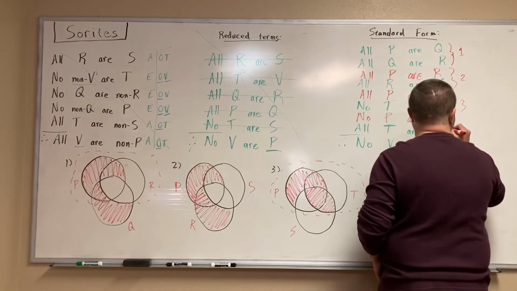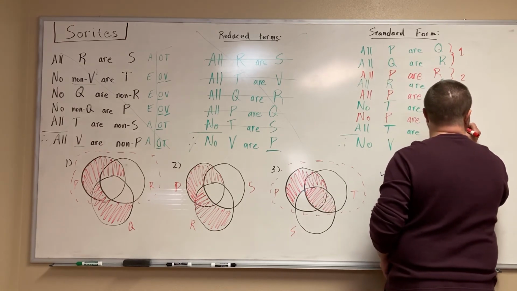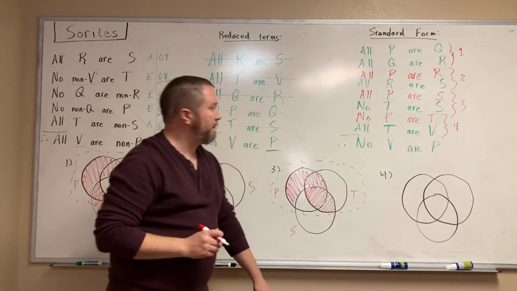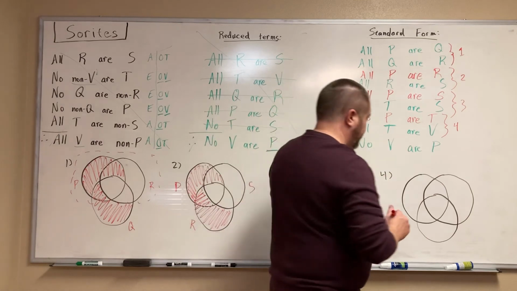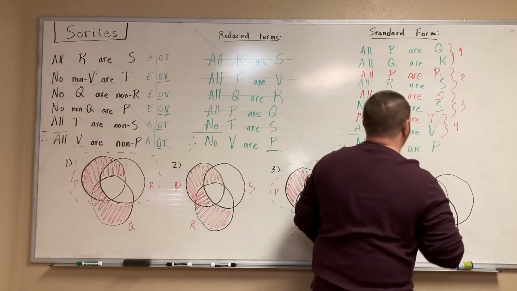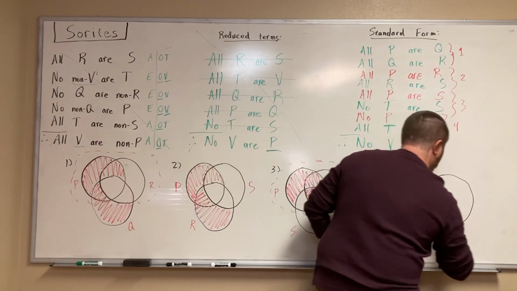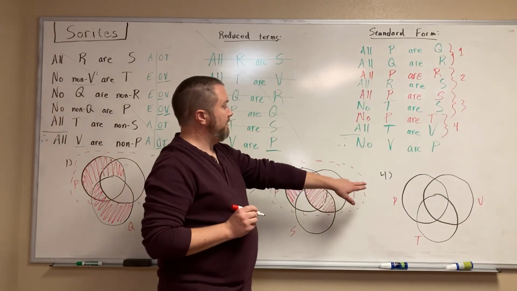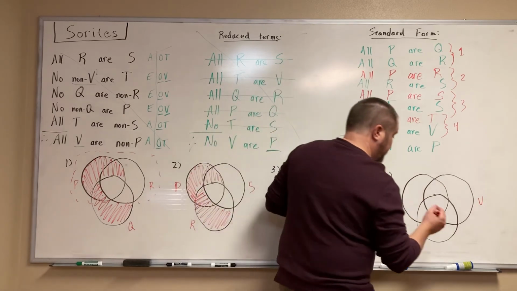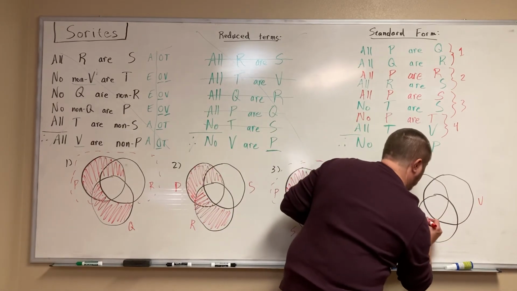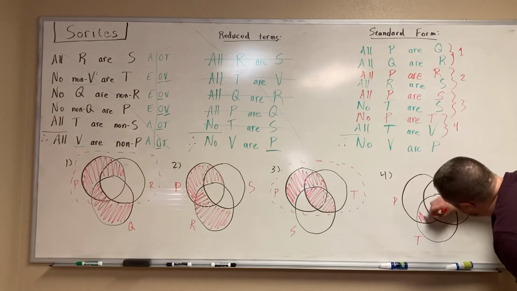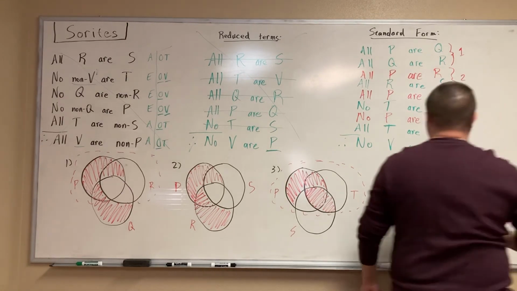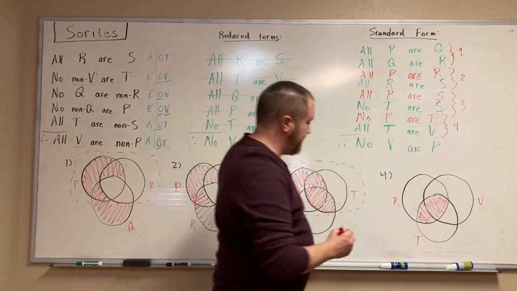So we're going to use that sub-conclusion as our first premise for our last Venn diagram. And looks like T is used twice. T goes in the middle. P and V. And then, so no P are T. Shade out that football right in the middle of P and T. All T are V.